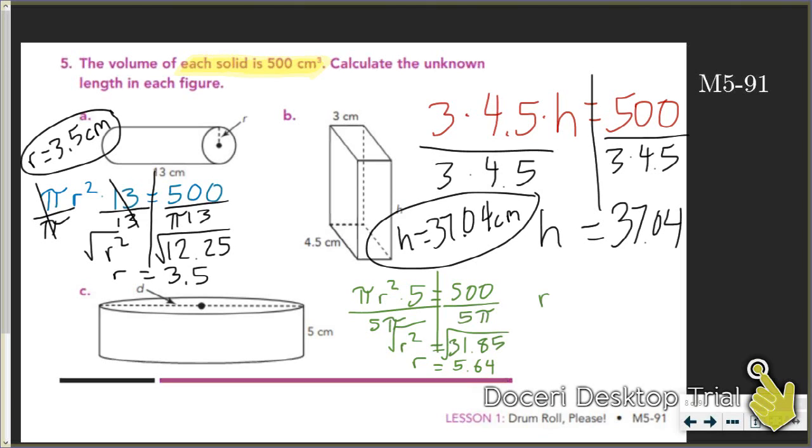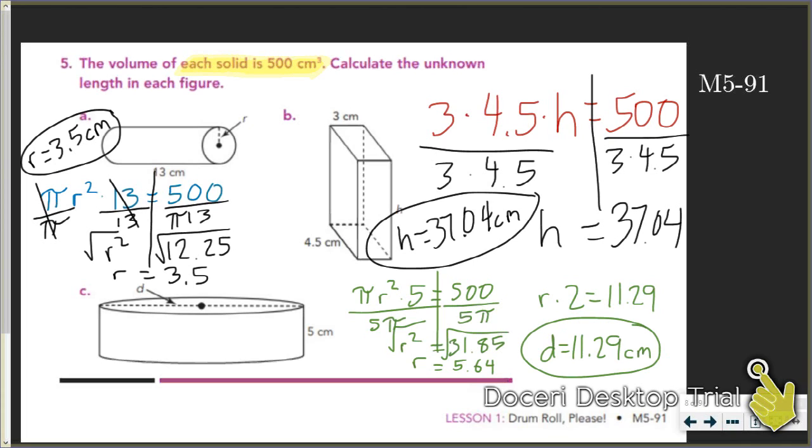So when we take the radius times 2, we get 11, and when we round, 29 hundredths. So our answer is diameter equals 11 and 29 hundredths centimeters. And that's our answer.